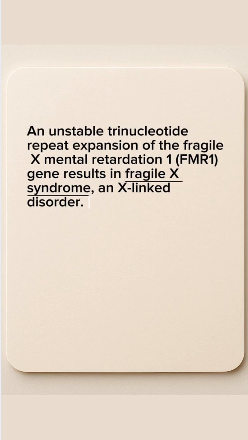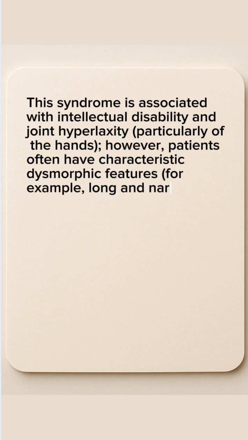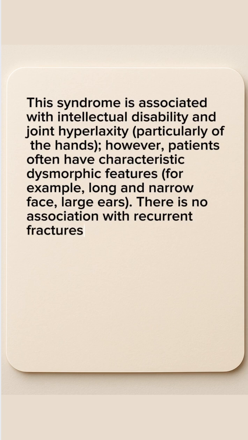An unstable trinucleotide repeat expansion of the Fragile X mental retardation 1 FMR1 gene results in Fragile X syndrome, an X-linked disorder. This syndrome is associated with intellectual disability and joint hyperlaxity, particularly of the hands. However, patients often have characteristic dysmorphic features, for example, long and narrow face, large ears. There is no association with recurrent fractures.